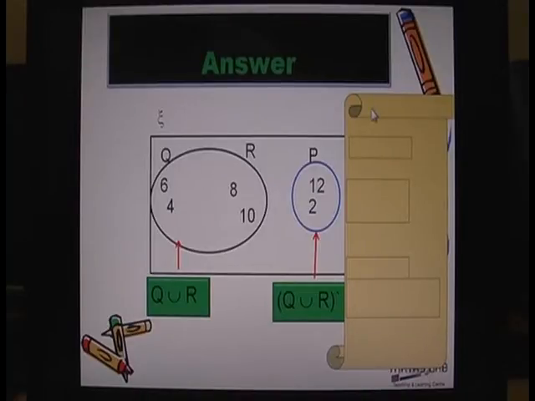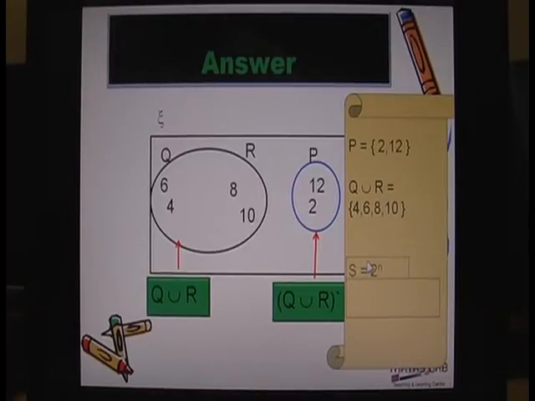Okay, let's go over to our script. Now, this was our first answer. So we're saying that the members of P are 2 and 12. And clearly, you see, if you draw everything first, you can pick up the answer as easily as that. So they're just 2 and 12. What was the next thing you were asked to find? The union of Q and R. And they are 4, 6, 8, and 10. Here it is again. We have obtained the answer before going to the question itself. So 4, 6, 8, and 10, the union of Q and R.